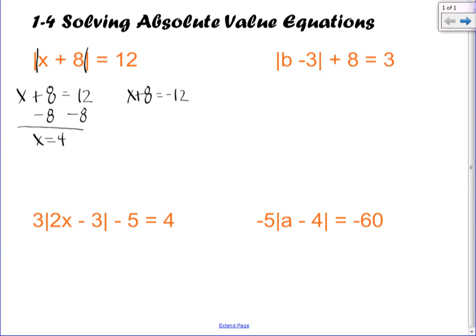We got 4 on this one, and we got negative 20 on this one. So these are your two answers. Now if you're confused on why there's two correct answers, if you take x plus 8, if you put 4 right here, what do you get? 12. What's the absolute value of 12? 12. What does absolute value do again?